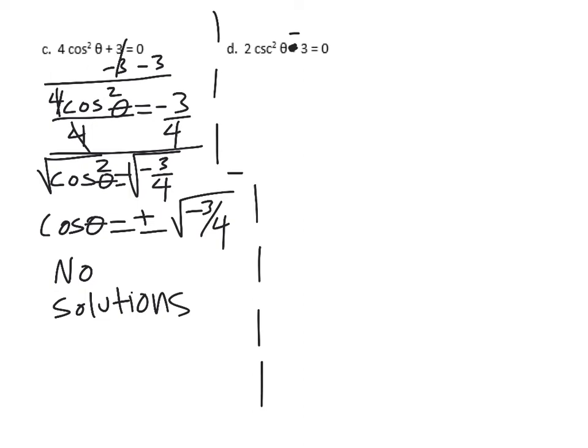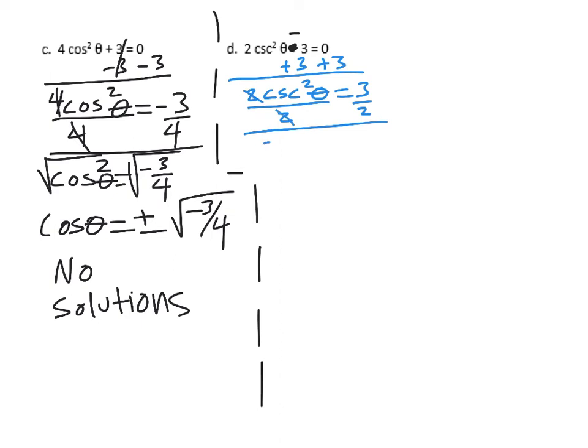But we've got a little work to do, right? For example, we need to add 3. Which would give us 2 cosecant squared, divide by 2, cosecant squared theta equals 3 over 2. Okay. So we can go ahead and do our square root.